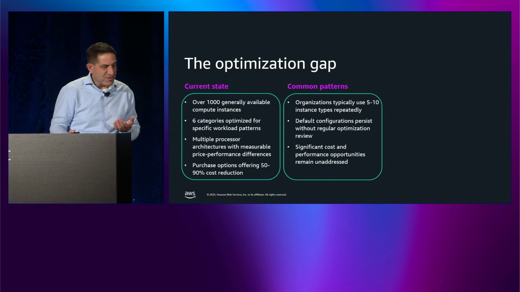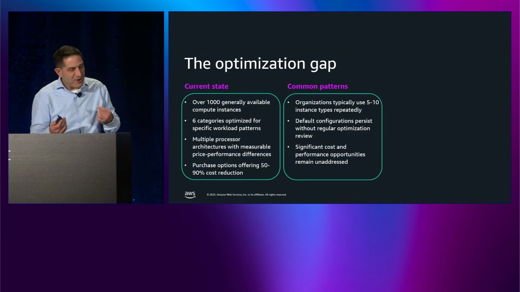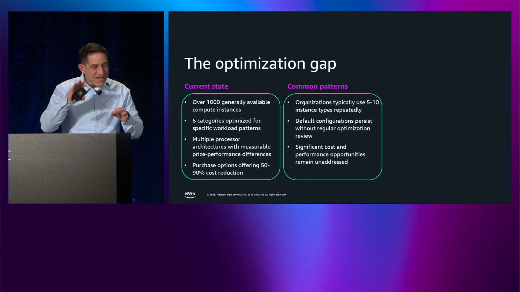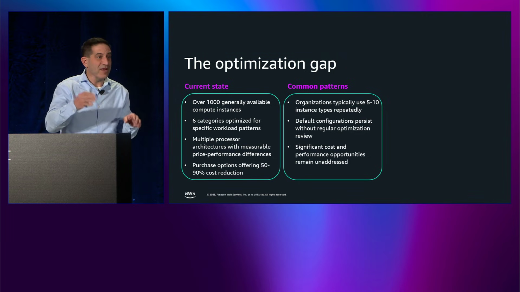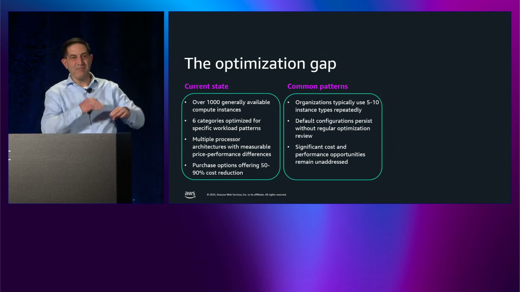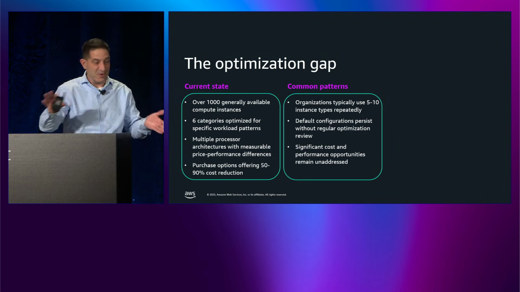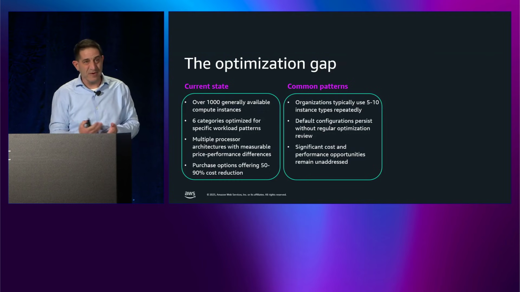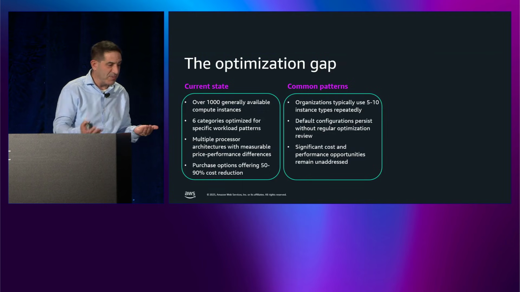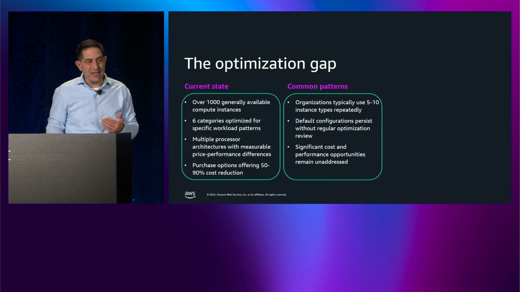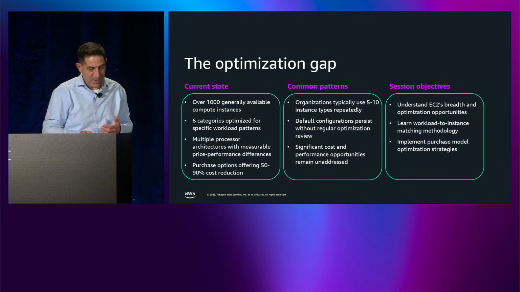Now, where do customers typically land? We typically see customers and organizations that are focusing on really 5 to 10 different instance types repeatedly, right? So instead of looking across the broad platform, they pick 5 or 10 and they just use those for the most part. They stick to default configurations. They don't revisit, can we optimize over time? And what happens is they leave significant cost and performance opportunities unaddressed.